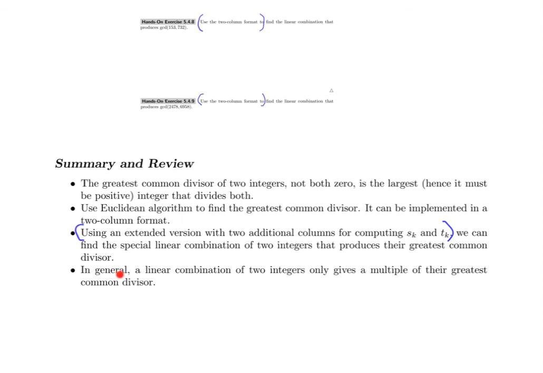And then this important fact, which is in general a linear combination of two integers only gives a multiple of their greatest common divisor. That's why we have these special techniques to find the special linear combination that gives you exactly the greatest common divisor and not just a multiple of it. So now you should be ready to try the problems that are assigned on Canvas. So look for those, give those a try, and please bring your questions to class and to office hours.